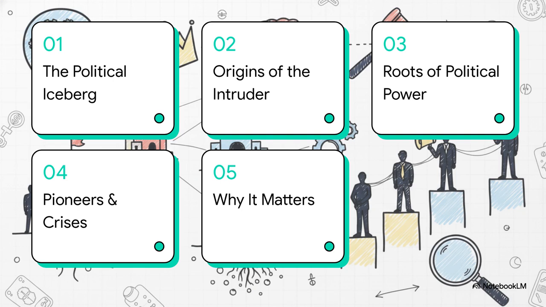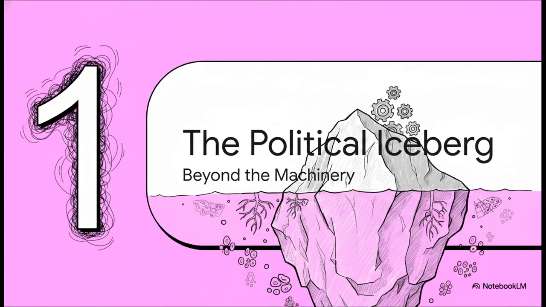To guide our dive below the surface, here's our roadmap for today. We'll start with the political iceberg, look at the origins of the intruder, uncover the roots of political power, explore the pioneers and crises that built the field, and finally wrap up with why it matters. Let's jump right in. Section 1, the political iceberg, beyond the machinery.